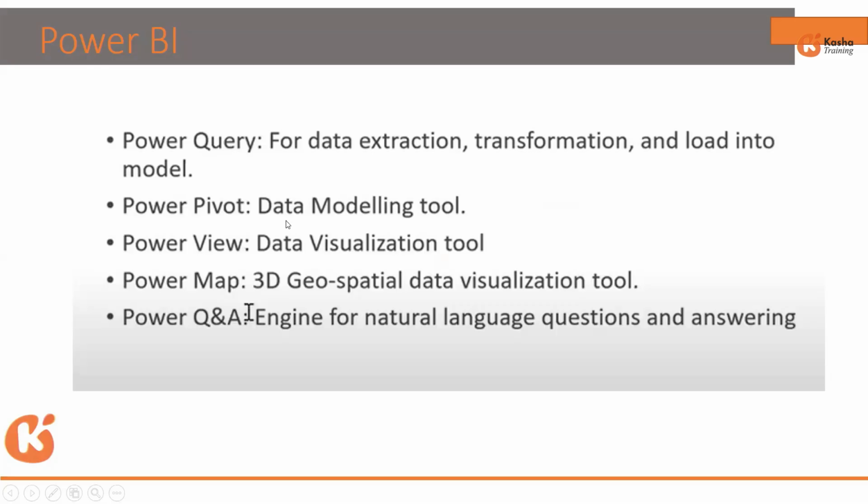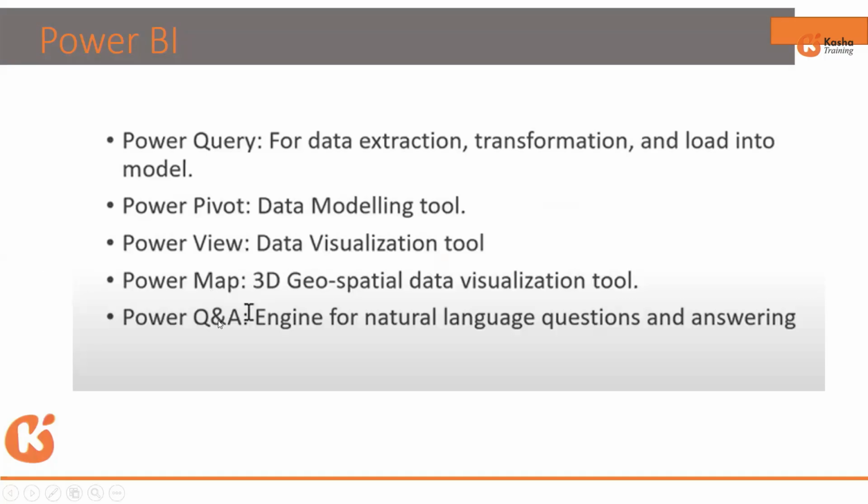Power Pivot, that is the data modeling view. Data modeling means, as I told you, one-to-one relationship. That data modeling we can do in Power Pivot. Power View is nothing but data visualization. Whatever you did, that visualization we can do in a bar chart, line chart, all those things in the Power View model. Maps: I told you we can do geographical maps, like the field map and symbol map. All those things we can create in Power Map.